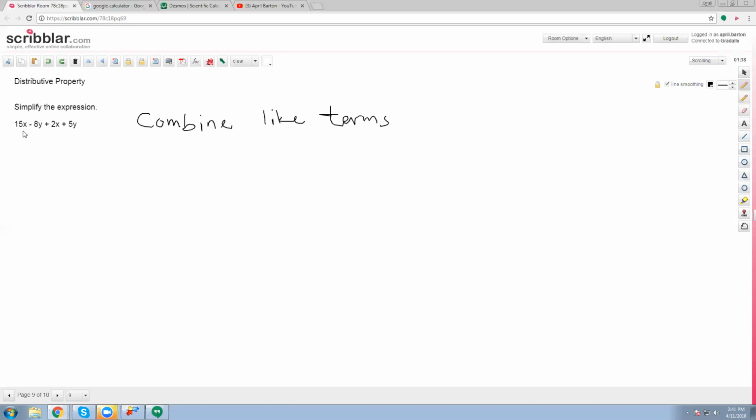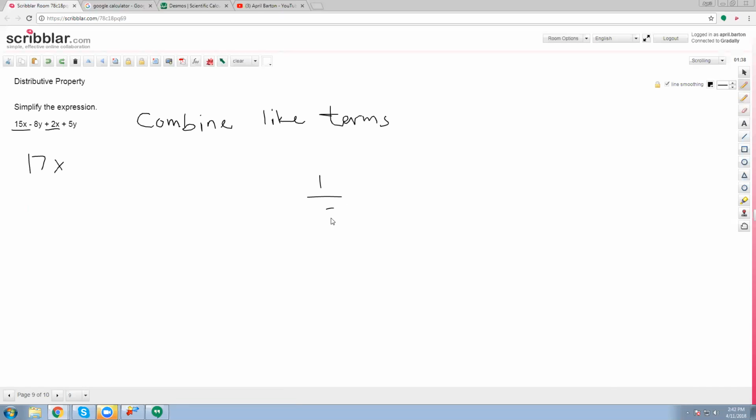So the 15x, what can we combine it with? What is its like term? Thank you, Karen. That is 2x. Specifically positive 2x because we use the plus sign in front of it. So we don't take the sign behind. We always take the signs in front of the term. So 15x plus 2x becomes 17x. We just do the 15 plus the 2, and we keep the variable the same.